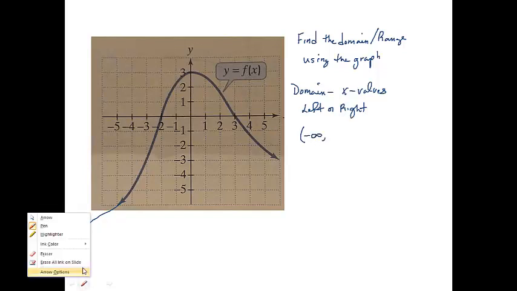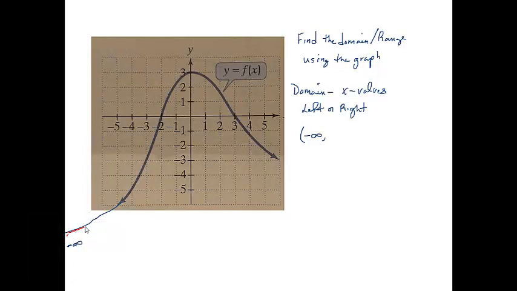If I was to get on my graph and start traveling, I want to go to the far right point. And where am I going? I'm going to positive infinity. So the domain is from negative infinity to positive infinity. Does that make sense? Find the far left point, and the arrow tells me the far left point is way over here, which means it must be negative infinity.